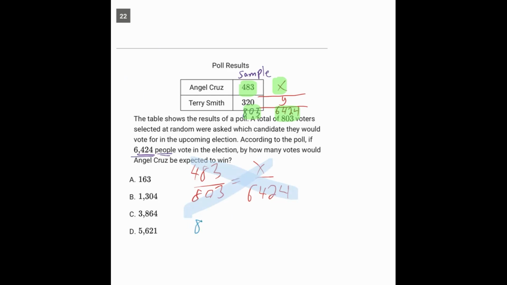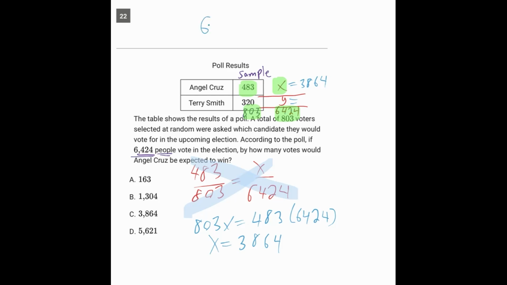Now we can cross multiply this to find the value of X. So that'll be 803X equals 483 times 6424. And you'll get a really giant number on the right. And when you divide that number by 803, you get X is equal to 3,864.